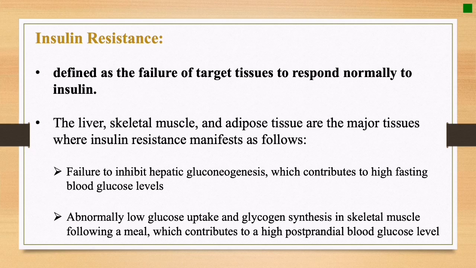The first defect that characterizes type 2 diabetes is insulin resistance, which is defined as the failure of target tissues to respond normally to insulin. The major tissues involved are the liver, skeletal muscles, and adipose tissue, as follows. Failure to inhibit endogenous glucose production, which is called gluconeogenesis, in the liver contributes to the high fasting blood glucose levels. And then abnormally low glucose uptake and glycogen synthesis in the skeletal muscles following a meal contributes to the high postprandial blood glucose levels.